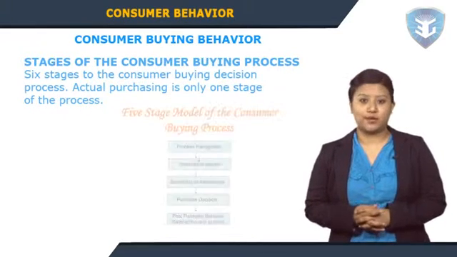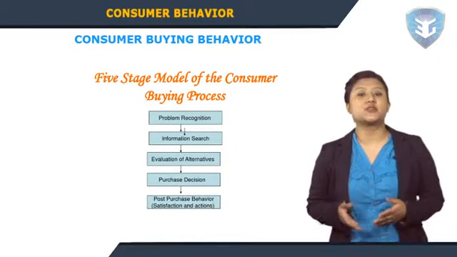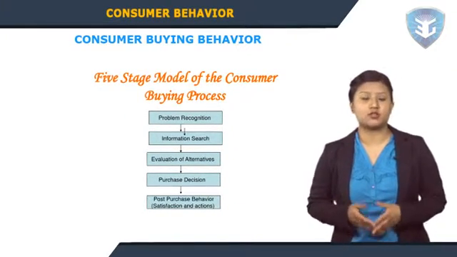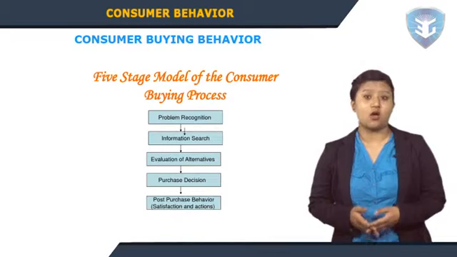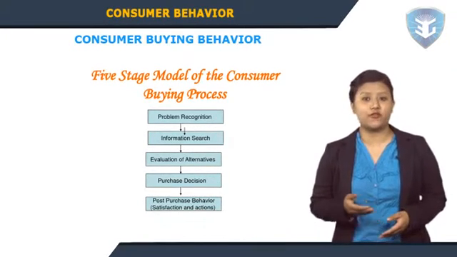Stages of the consumer buying process. There are 6 stages to the consumer buying decision process. Actual purchasing is only one stage of the process. Not all decision processes lead to a purchase. All consumer decisions do not always include all 6 stages, determined by the degree of complexity.